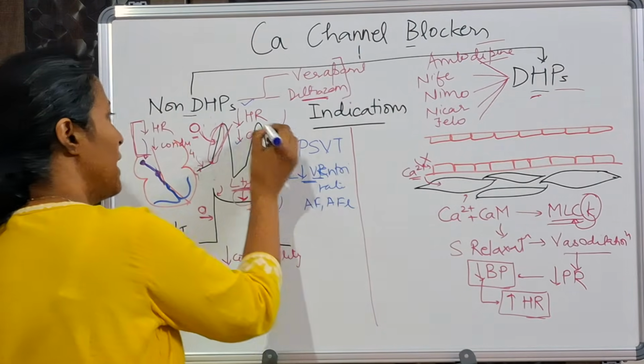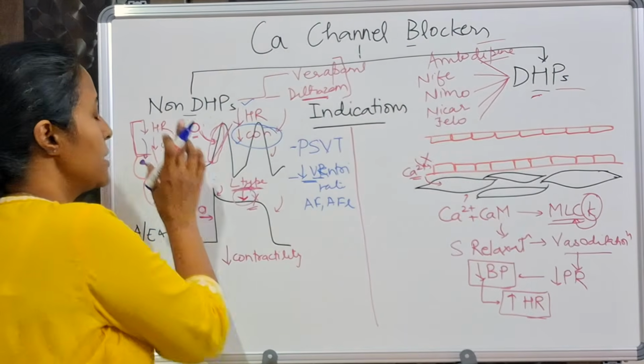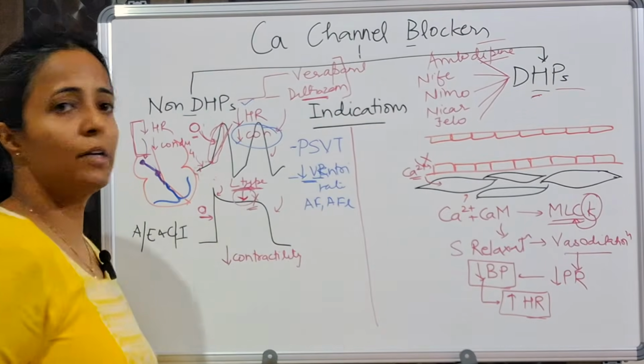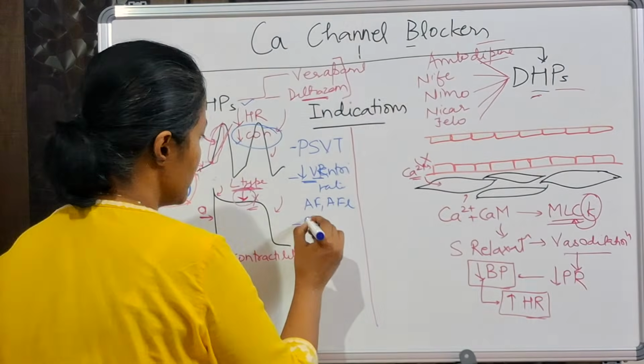Why? Because they are decreasing the conductivity. So if the impulses in the atria are more, decreased conductivity will cause a decrease in the ventricular rate. Okay. Then the other indication is HOCM. Okay.